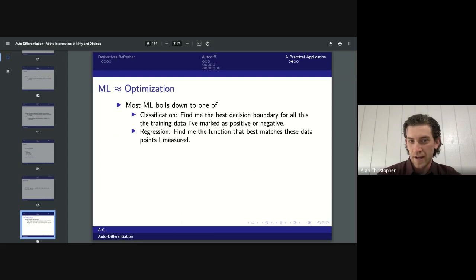For everybody else, crash course on machine learning. Machine learning is basically optimization. And it is going to boil down in most cases to one of two problems. It's either classification or regression.